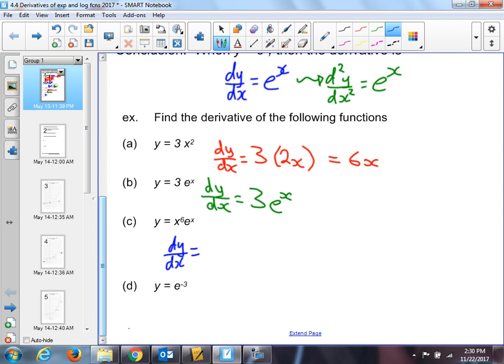Okay, 6x, right? To the 5. Leave this alone, leave the second thing alone. Plus, the first thing left alone.